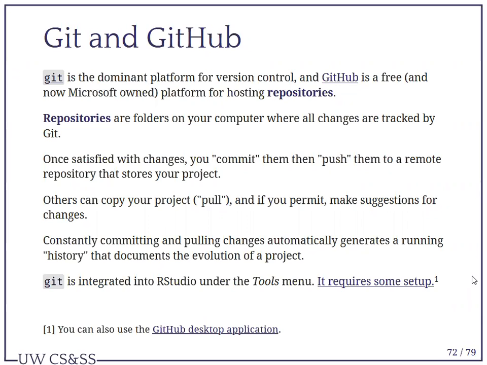Git is integrated into RStudio under the Tools menu. It does require some setup. You can also use the GitHub desktop application. I recommend doing that. I find that the Git that is integrated into RStudio is not my favorite. But the desktop application, I think, makes things very clear about where all of the stages are. But I also learned Git on the command line, so it's kind of tough for me when I have to just click buttons when I should just be able to type them all.